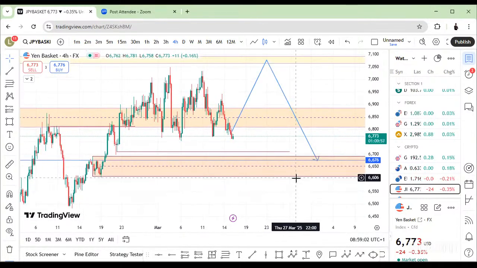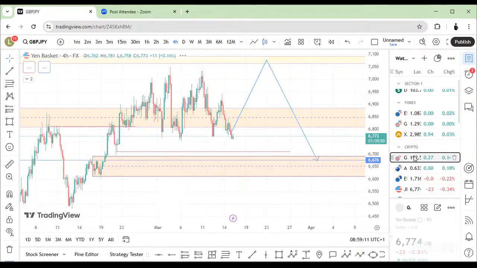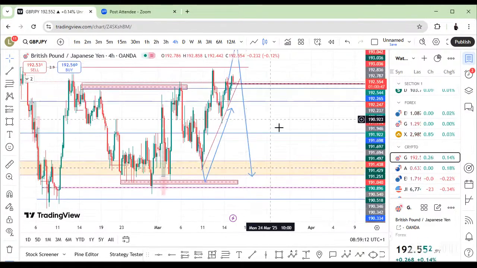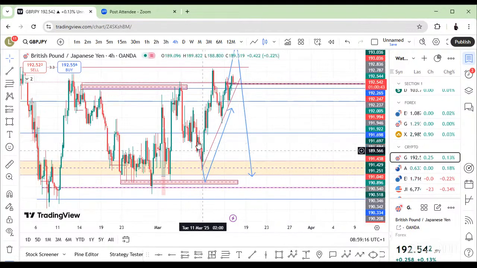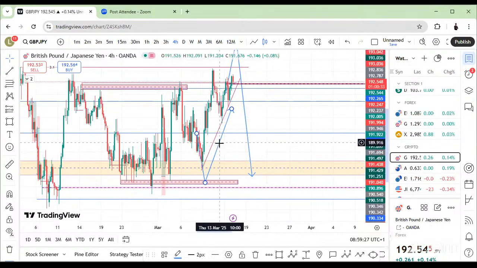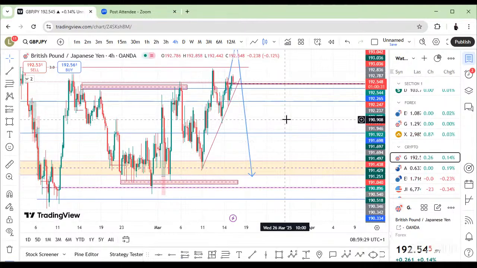If that is what we're expecting to see on the yen basket, what should we now expect on the other yen correlated pairs? All right, so for GBP JPY, remember last week Monday, we expected to trade a little bit to the downside right from this place, but it did not get to our clear POI. However, we see the move all the way to the upside. So now what exactly do we expect to see moving forward this week?